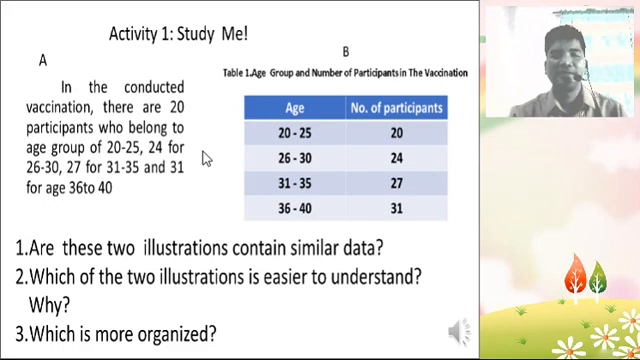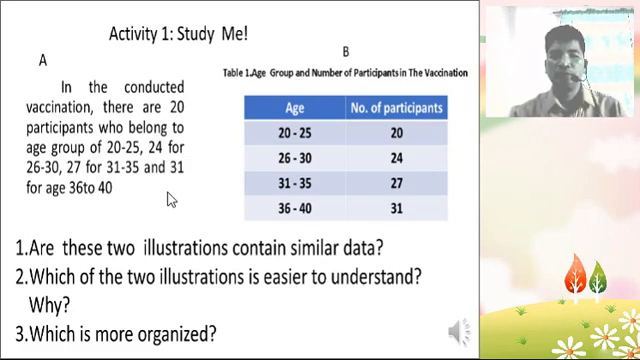Now, are you through, class? Okay. For question number 1, do these 2 illustrations contain similar data? Yes, these 2 illustrations contain similar data. As you can see, the number of participants here is 20, which is also the same in illustration A. Then the age group 20 to 25, which is similar to illustration A, 20 to 25, 26 to 30, 31 to 35, and 36 to 40.